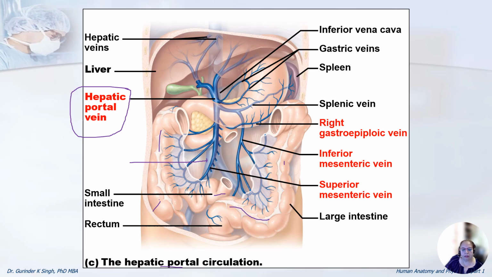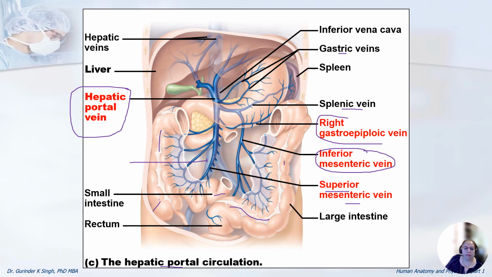The veins which bring blood from the small intestine are the superior mesenteric veins, one of which is this large vein. We also have inferior mesenteric veins bringing the blood, and also the right gastroepiploic vein. Remember, there was a right gastroepiploic artery, so it's easier to remember those. There was a splenic artery, so we have a splenic vein, which brings blood from the spleen. And remember, the gastric arteries were there. There was a right and left one, so the gastric veins are present.